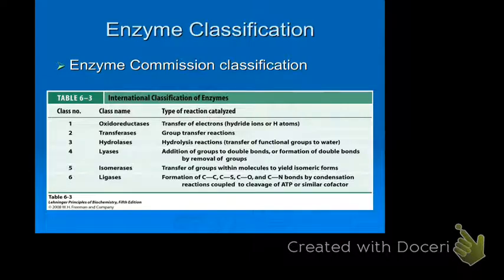The lyases, which either add or remove groups using double bonds. Isomerases, which sometimes are also called mutases, which go from different stereoisomers to each other. And then ligases create the new single bonds, coupled to ATP or NTP or something like that, and similar cofactors like that.